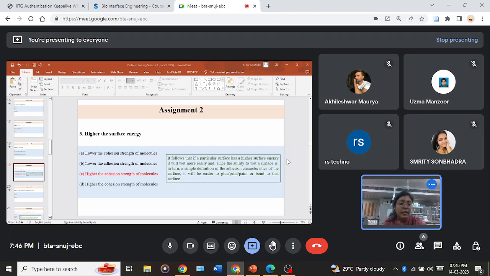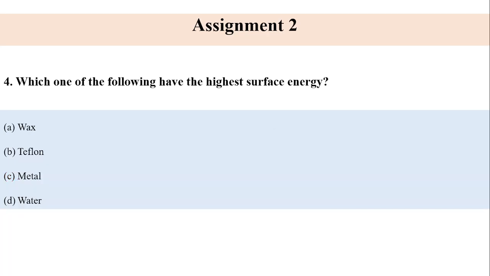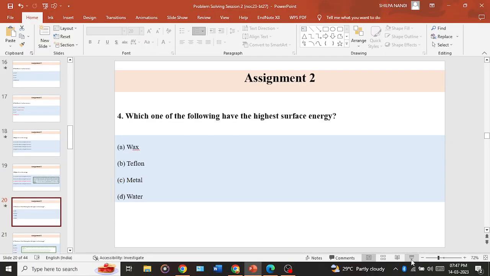Okay, fine. We'll now move on with the next question, which is question number 4. Which one of the following has the highest surface energy? Just now we dealt with a question relating to surface energy, and here also we have been asked which one of the following has the highest surface energy. The options are A. Wax, B. Teflon, C. Metal and D. Water.